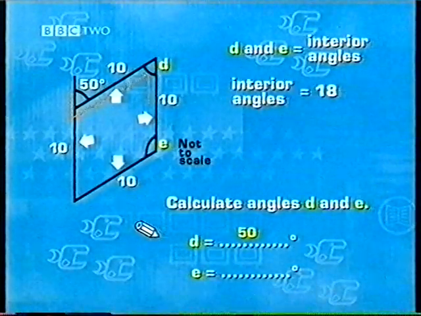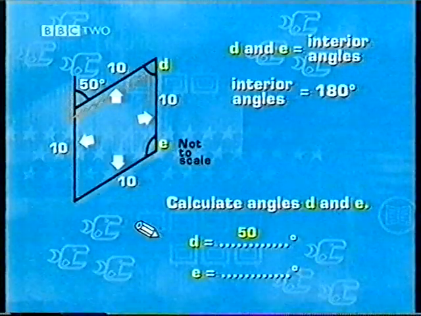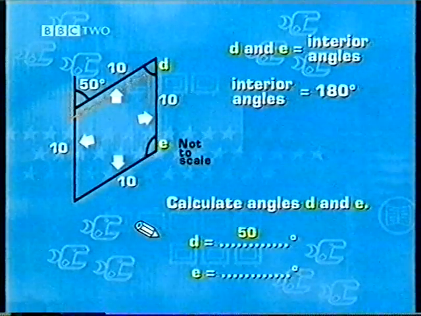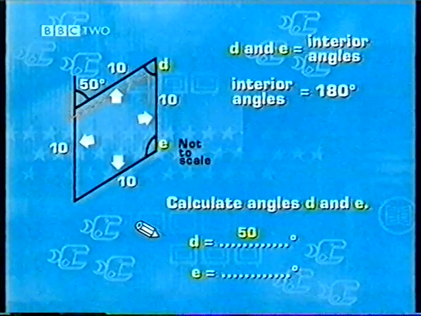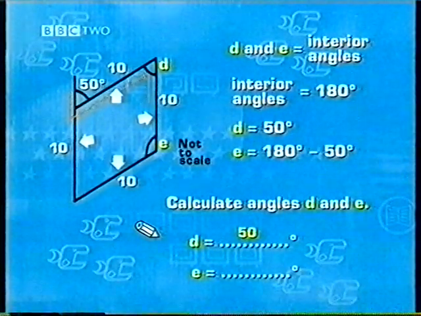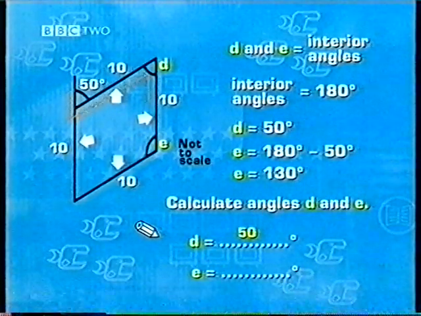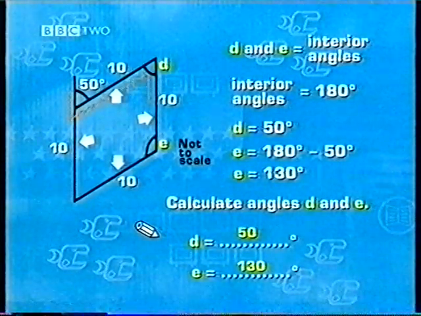Interior angles add to 180 degrees, so D plus E must be 180 degrees. And as you already know that D is 50 degrees, E is 180 degrees minus 50 degrees, so E is 130 degrees. Before we leave this unit on angles, let's recap.